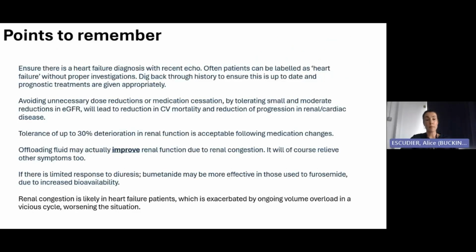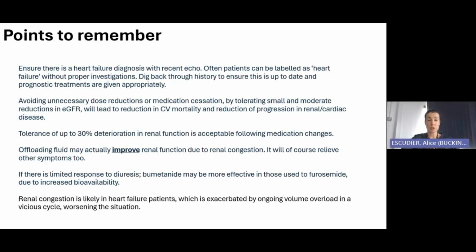So there are some general points to remember with the things that we've already covered. It's important to make sure that a proper heart failure diagnosis has been made and the patient's had a relatively recent echo. We find often that people can be labelled as heart failure without proper investigations, such as an echo. So we can dig back through the history, make sure that everything is up to date, and according to what we've seen on the echo, the appropriate prognostic treatments are given. Obviously, if the patient's on the correct prognostic medications, then their disease is better supported, and perhaps the need for diuretics might be less.